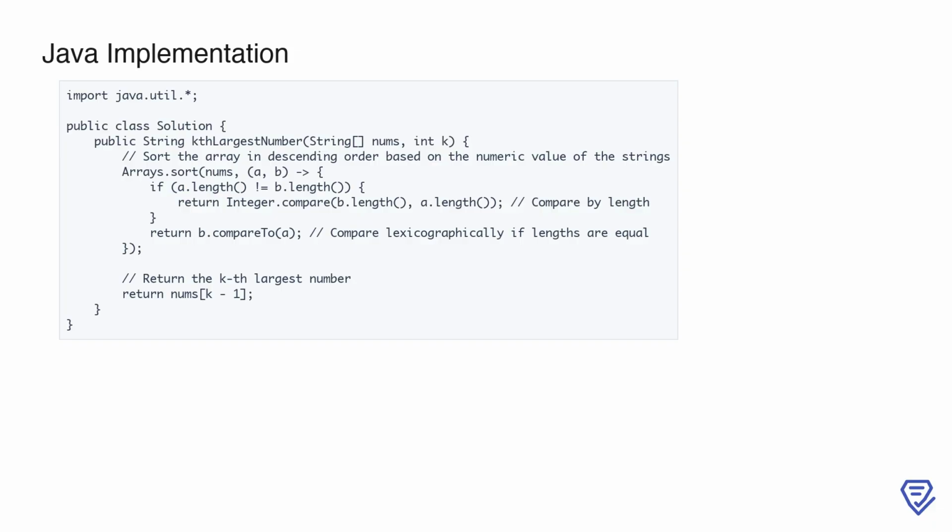This is the Java implementation for LeetCode problem number 1985, find the kth largest integer in the array. The logic mirrors the provided Python solution. Key differences include the use of Java's Arrays.sort with a custom comparator to sort strings based on their integer values. Java's strong typing and the compareTo method are used to handle lexicographical comparisons when the string lengths are equal. The code is concise and follows Java conventions.